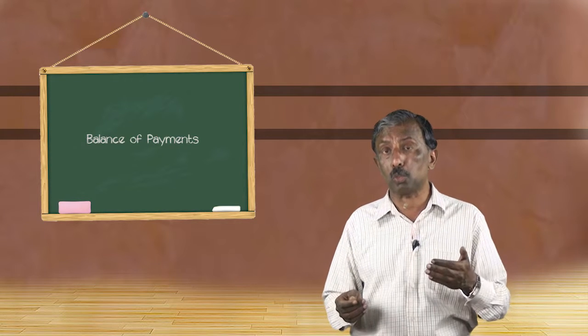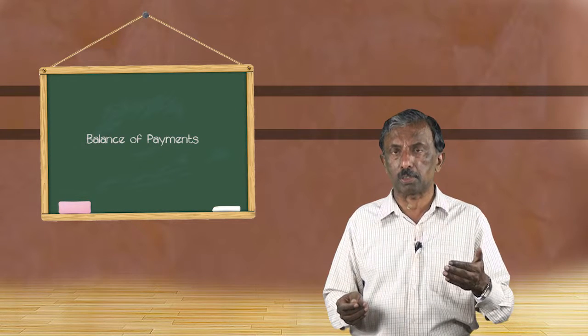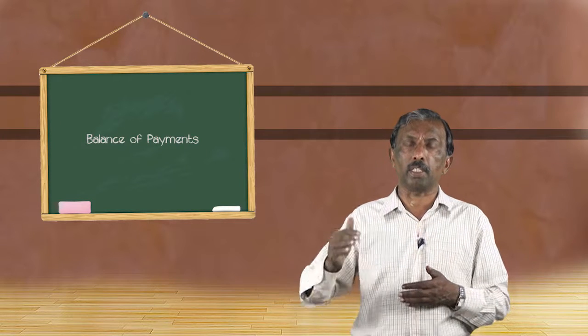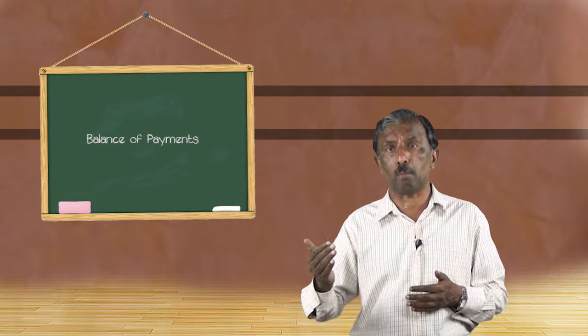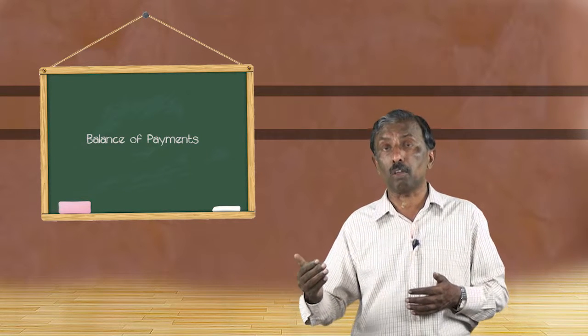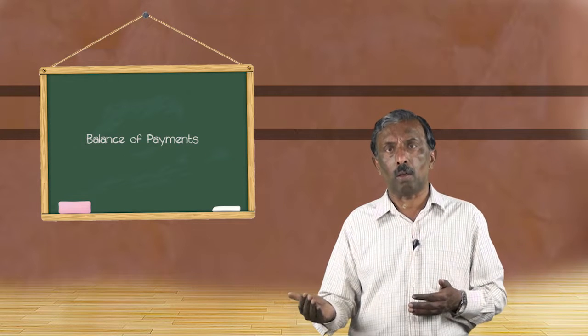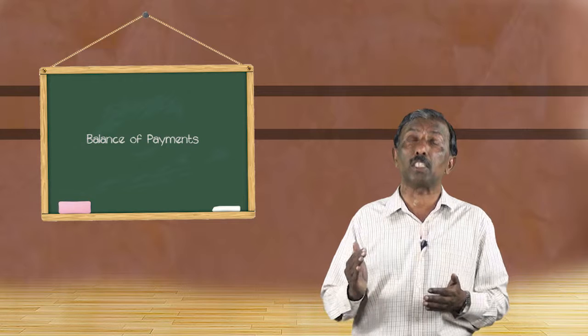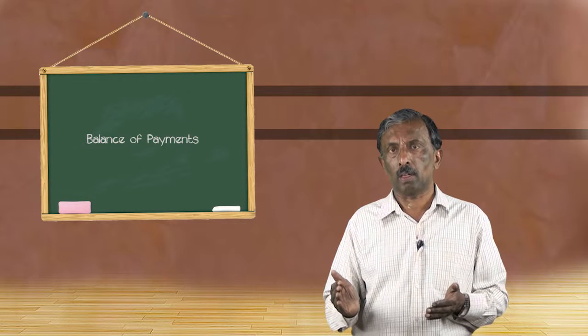Now if you add these two together on the receipt side, it becomes the total in the current account. On the other hand, on the payment side, if you add both the visible and invisible items, it becomes the total in the current account of the payment side. If there is any difference, it is called a disequilibrium in the balance of payments.